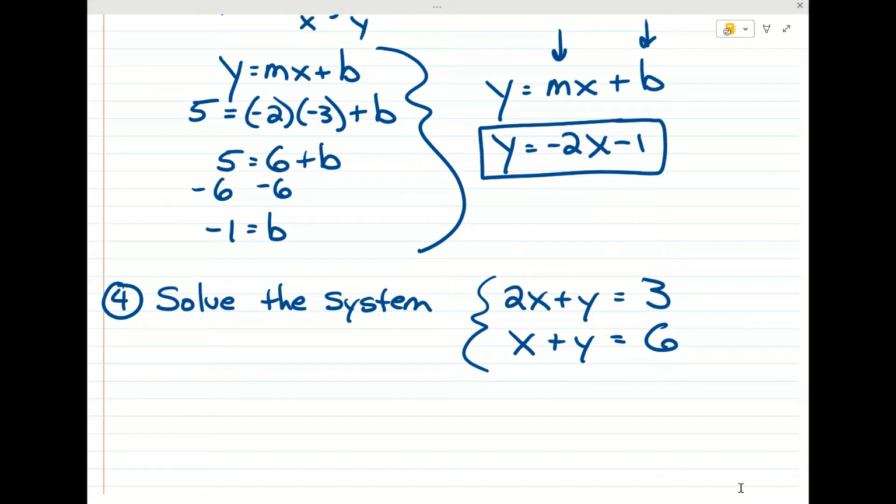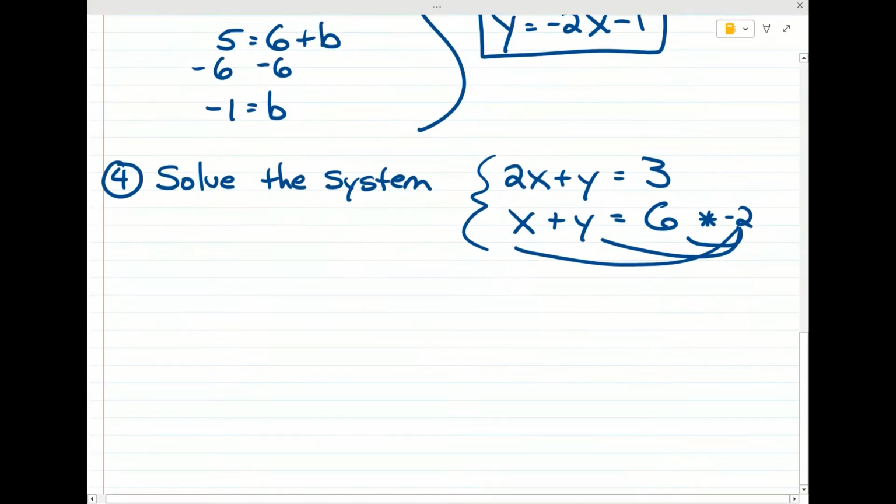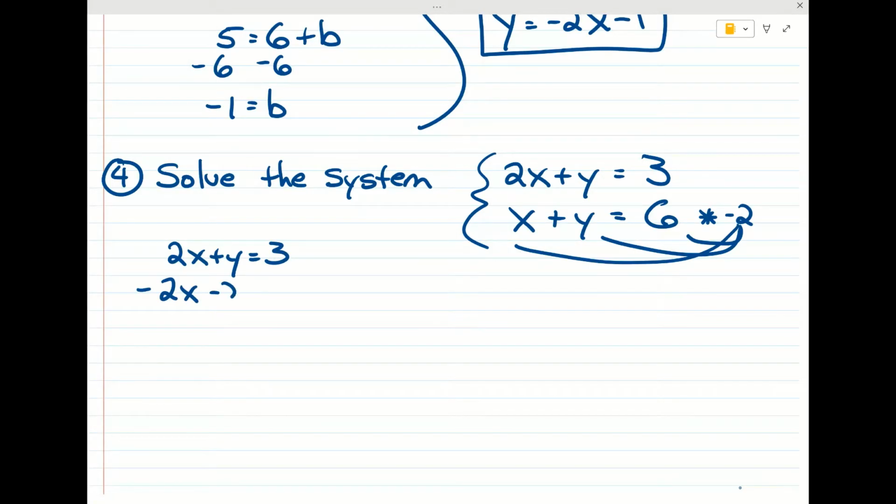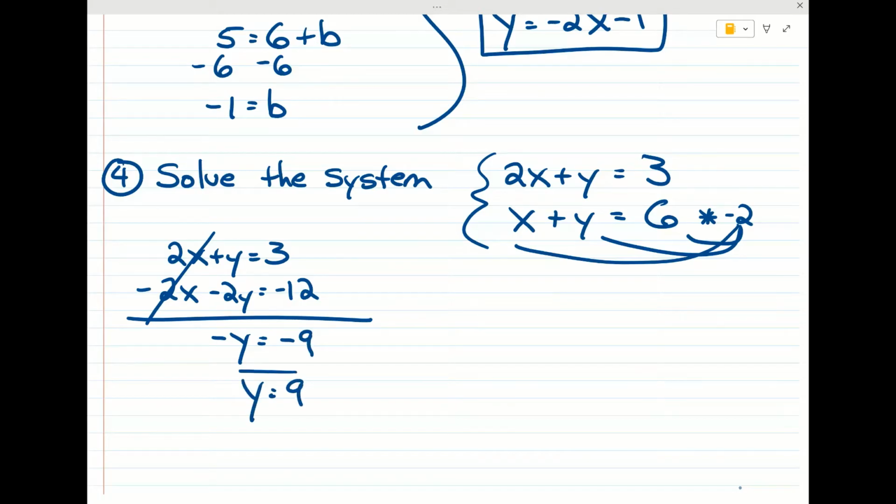So what I'm going to do is I'm just going to multiply this bottom equation by -2. By doing that, the top equation stays the same. Bottom equation becomes -2x minus 2y is equal to -12. With elimination, we always add, so these will cancel. You get -y is equal to -9, so y would be 9.